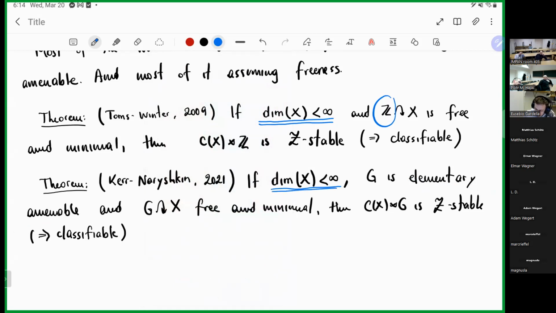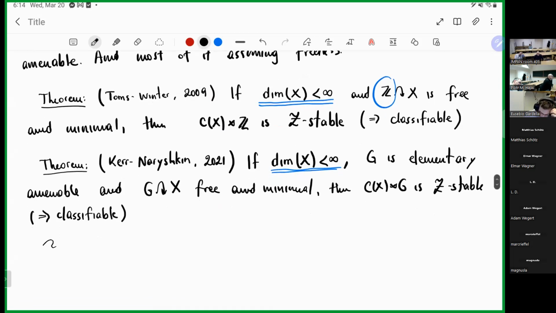Again, you see that you have this assumption on the space, and people wondered at the beginning: is this assumption necessary? Do we have to have it? Can we get a Z-stable cross product with all the other assumptions, Z-stable, simple, separable, nuclear, unital, with a space that is infinite dimensional? And the answer is yes, actually.